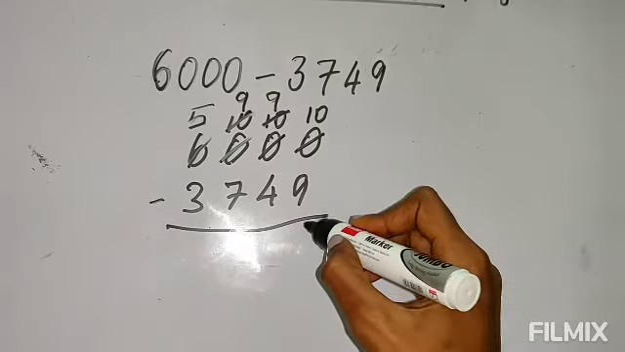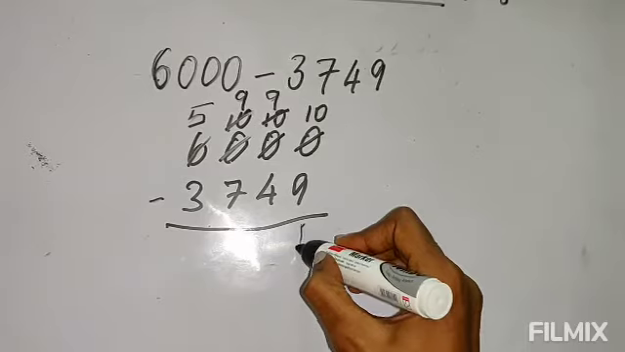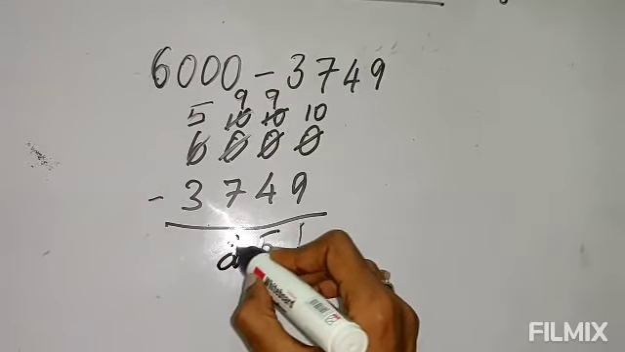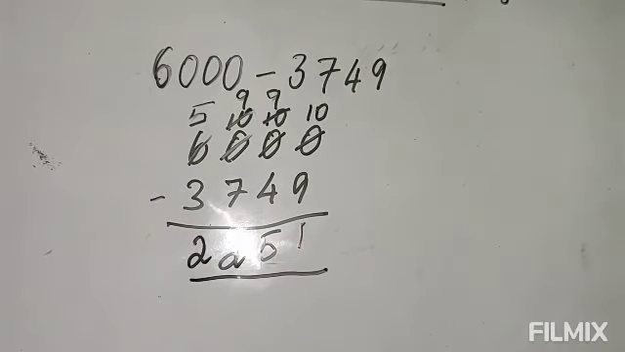So now if you minus, 10 minus 9, 1; 9 minus 4, 5; 9 minus 7, 2; 5 minus 3, 2. So this is the answer. So this is the way you have to do the sum.